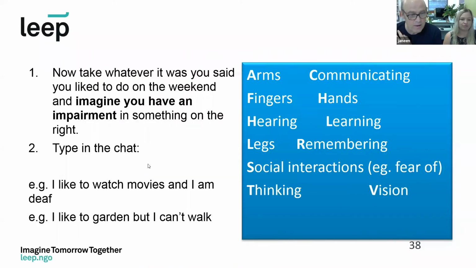Now, a lot of you mentioned earlier on in the chat something that you liked to do on the weekend, such as watch movies. Now I'd like you to imagine an impairment. And I want you to type that impairment in the chat. So it doesn't have to be too related to what you like to do on the weekend, but just type an impairment that comes into your mind into the chat. And I'd like you to associate that with and see if it affects what you like to do. So if you put, I like to watch movies and I'm deaf, you can see that could be a little bit problematic.